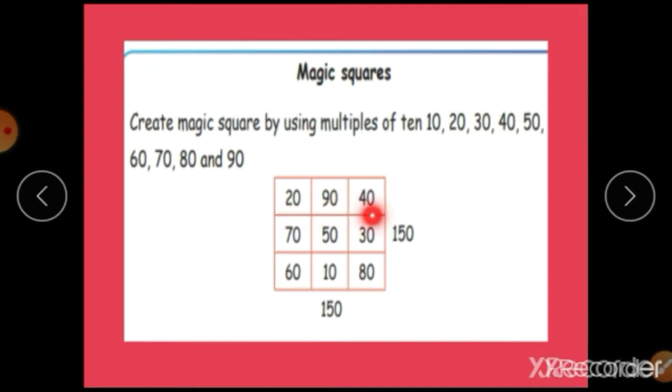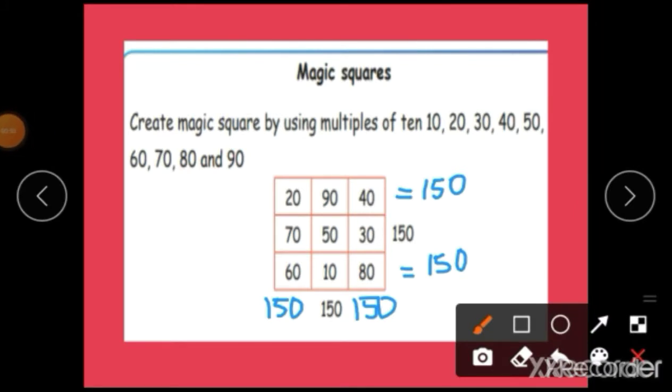20, 90, 40 are in the first row, 70, 50, 30 are in the second row, 60, 10, 80 are in the third row. While we are adding the second row, 70 plus 50 is equal to 120. 120 plus 30 is equal to 150. Likewise, we want to add each column and each row.